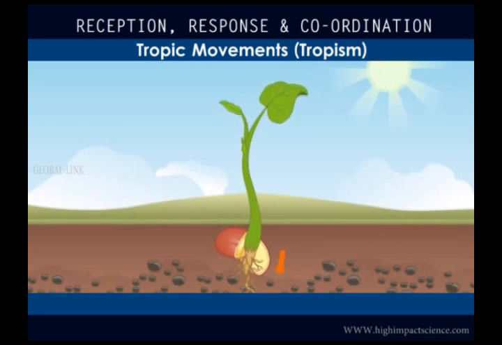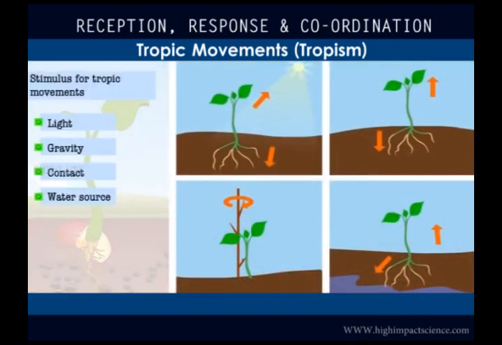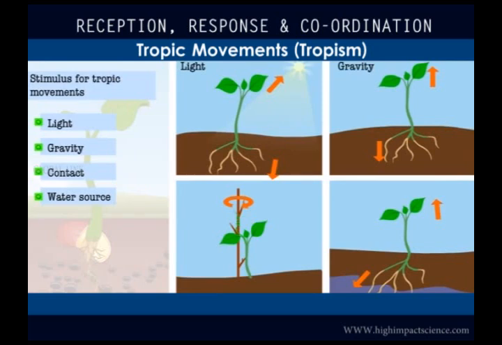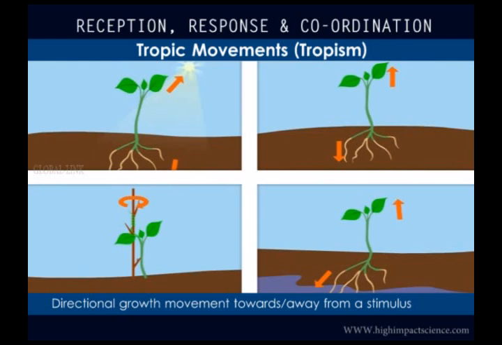Plants' roots grow downwards, while shoots grow upwards. These growth movements in plants are based on the direction of external agents or stimuli. Common external stimuli include light, gravity, contact, or water source. Directional movements or growth towards or away from a stimulus are called tropic movements.